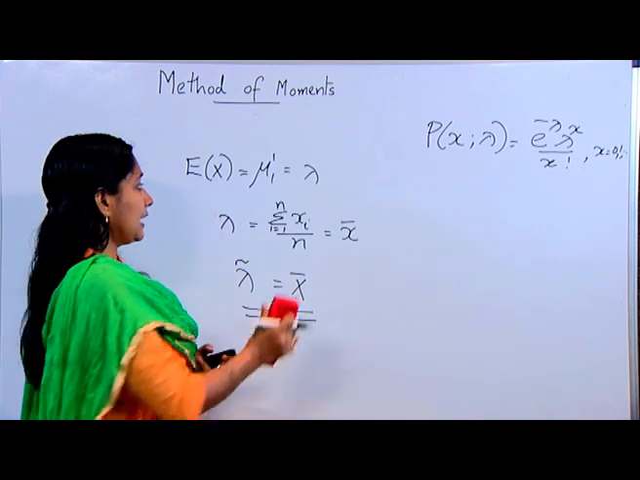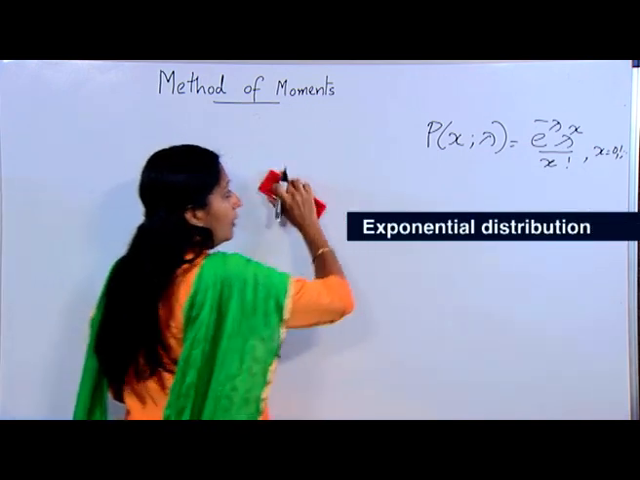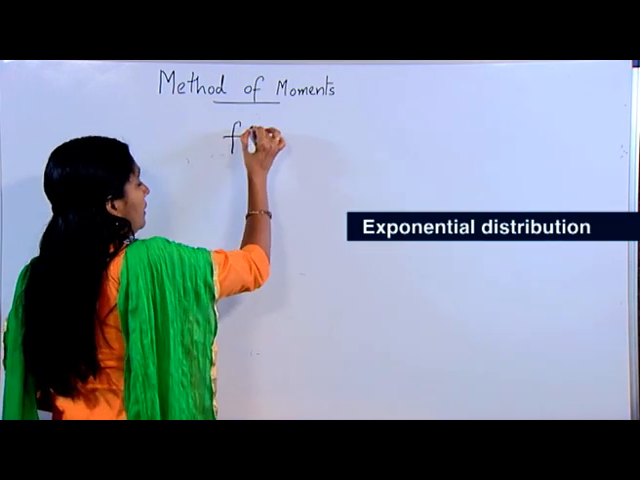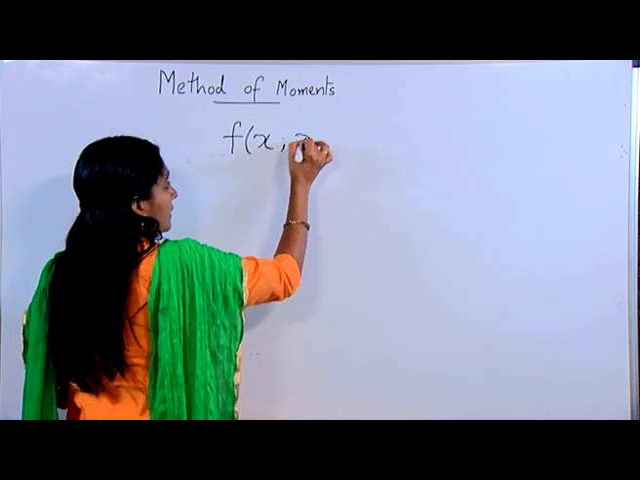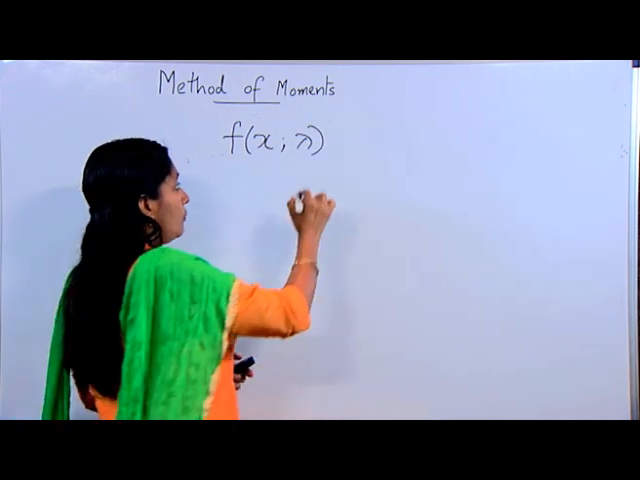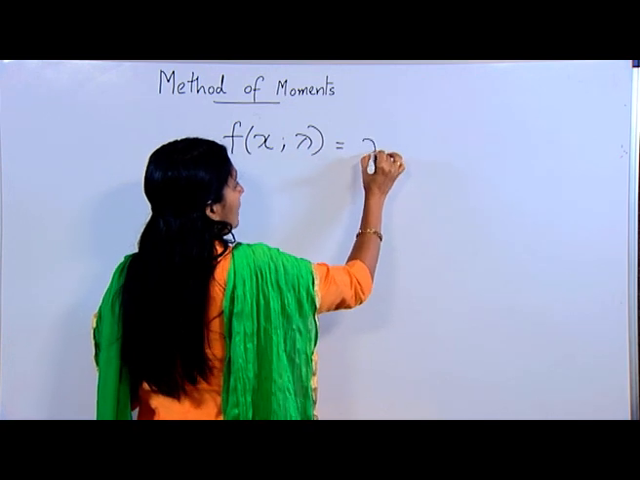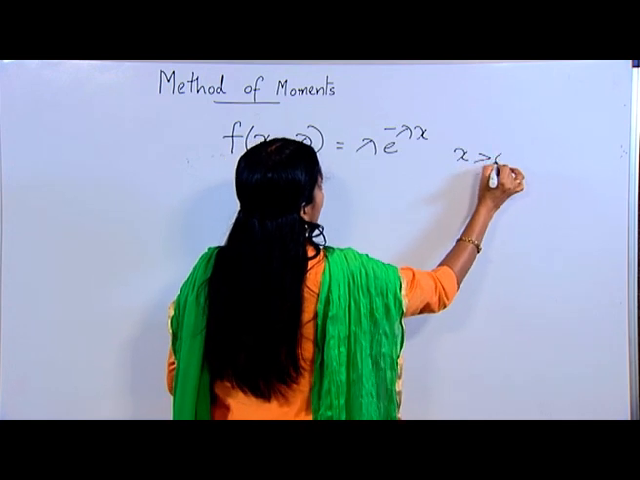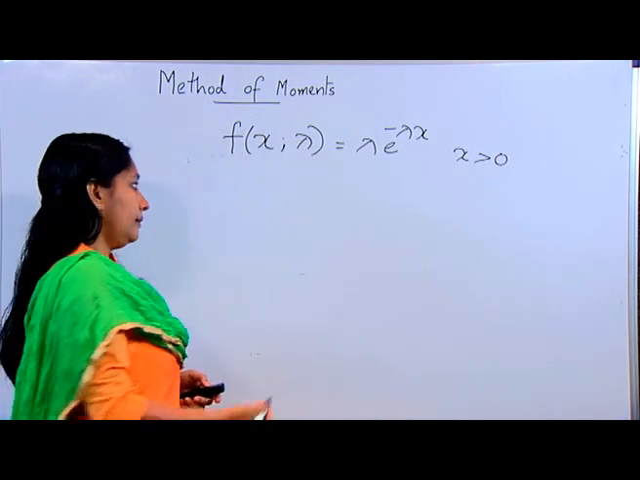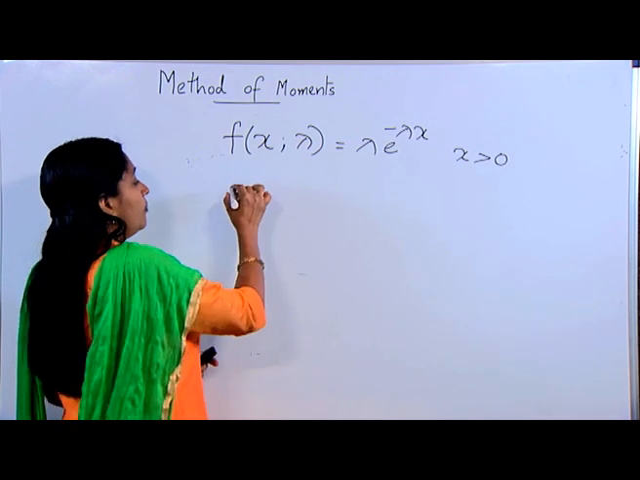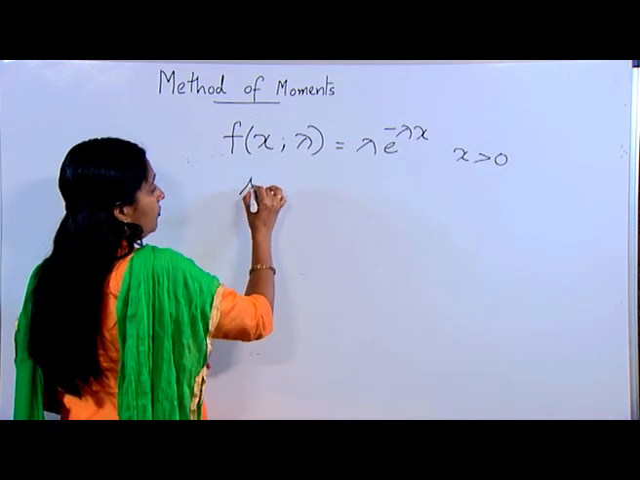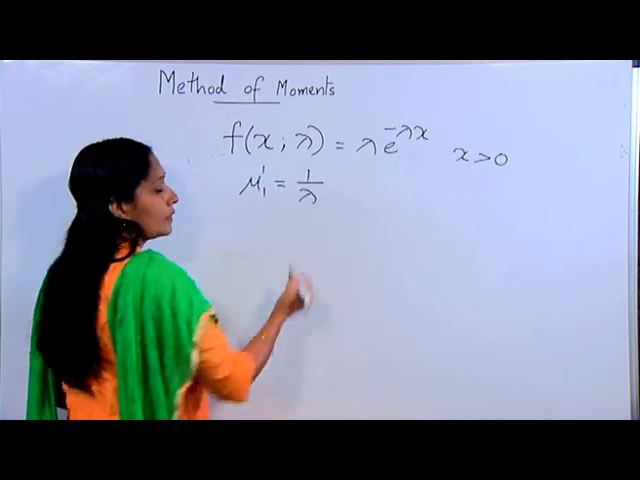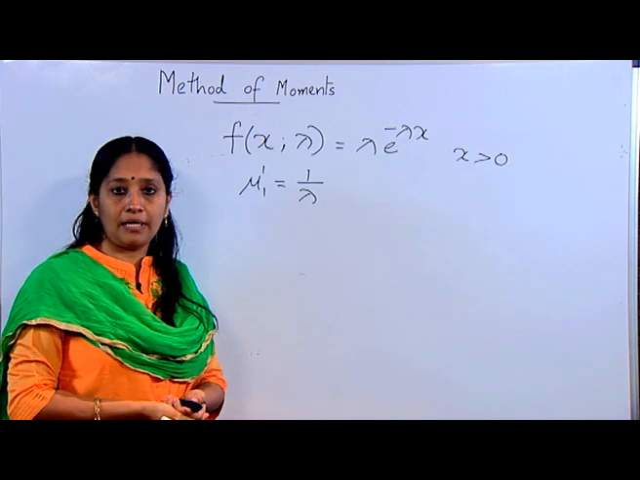Now, let us consider the exponential distribution. The exponential distribution has density function, considering the parameter as lambda, f(x, lambda) = lambda e^(-lambda x), where x is greater than 0. Then the first order population moment or the mean, mu 1 dash, is equal to 1 by lambda. Here also we have only one parameter lambda.